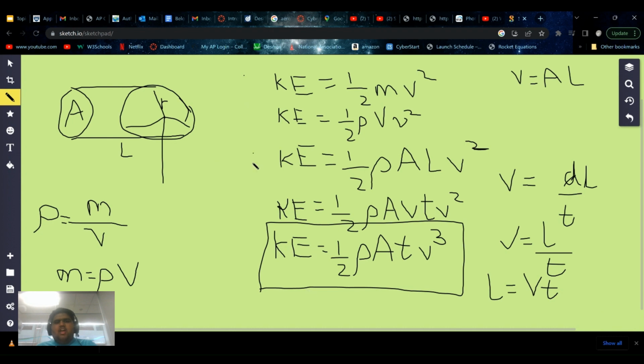But remember, this assumes that the wind turbine has 100% efficiency. So this kind of just counts as your input energy.